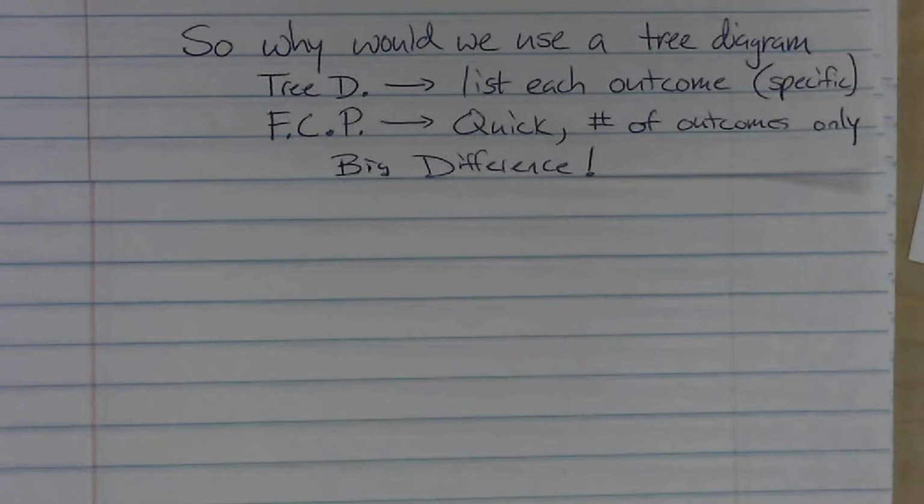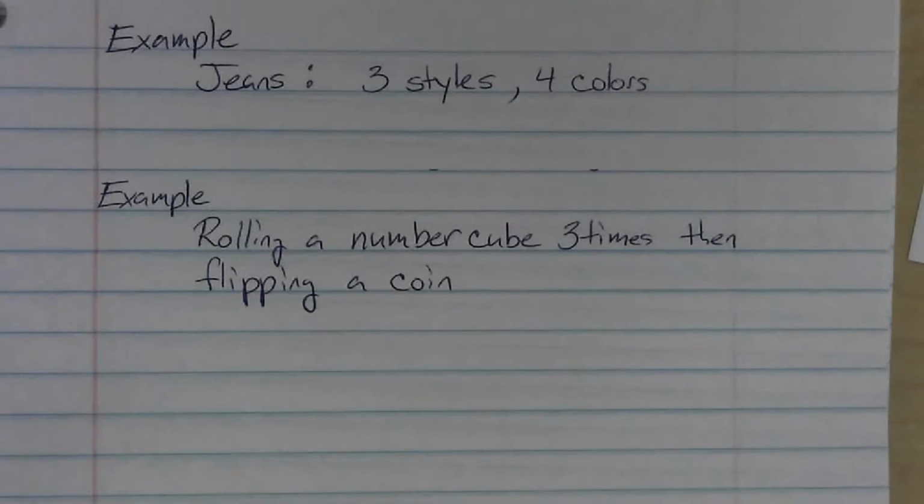So the next thing you're probably thinking is, okay, this is wonderful, so why did we ever do a tree diagram? Why would we ever use that? Well, with the tree diagram, remember, you get the list of each outcome, specifically what each outcome is. With the fundamental counting principle, it's really quick, but all you get is the number of outcomes. You don't know what each outcome is, and that's a big difference. Sometimes you might want to know how many outcomes there are, how many combinations. Sometimes you're going to want to know exactly what those combinations are. So that is the fundamental counting principle, and that's how you use it.